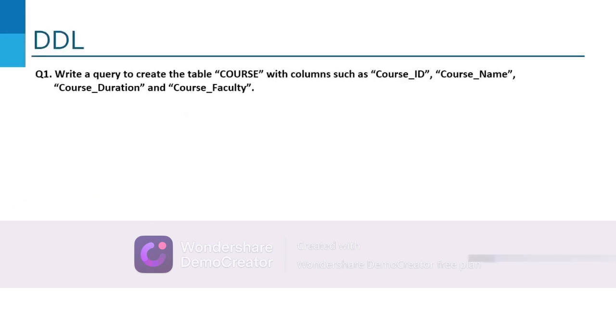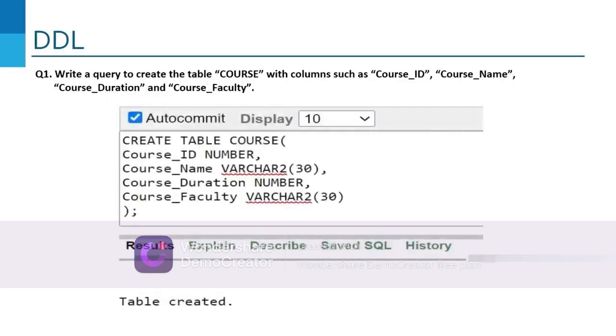One question based on this: write a query to create the table course with columns such as course ID, course name, course duration, course faculty. This is how you will write the create table command for this particular question. And I don't need to explain it because we already know this.